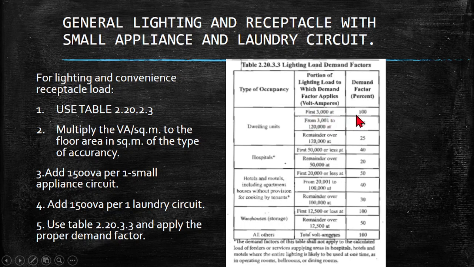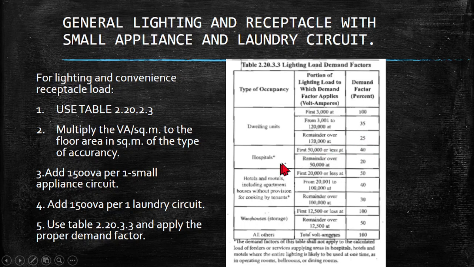So supposing our total load using these steps is 8,000. The first 3,000, we multiply by 100%. What remains, 8,000 minus 3,000, is 5,000. That 5,000 we multiply by 35%. If in case it passes 120,000, that is how large our demand is. The excess over 120,000, we will multiply by 25%.